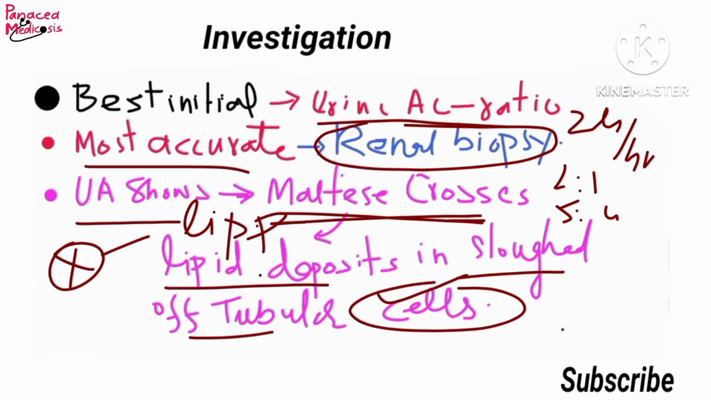So how can we diagnose? Urine albumin to creatinine ratio; renal biopsy is the most accurate; and in the urine it shows Maltese crosses.